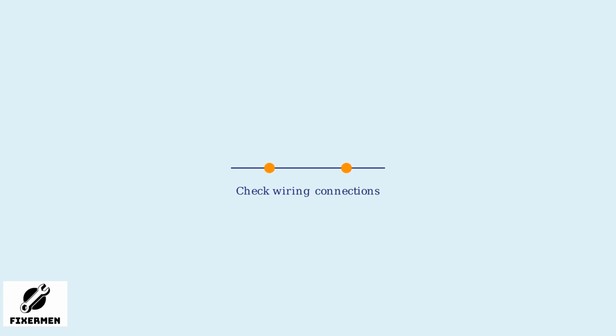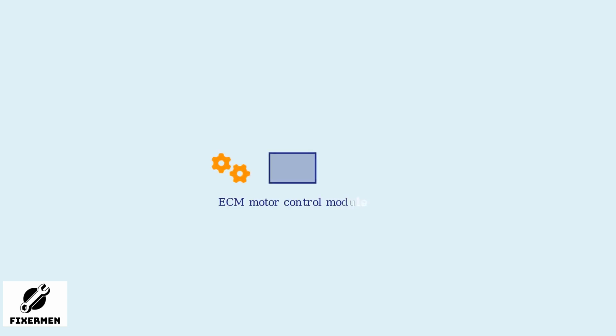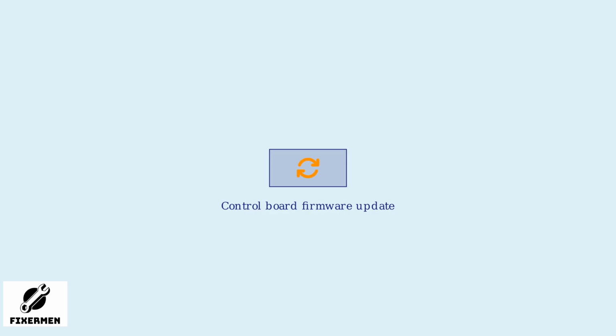Inspect wiring for loose connections or damage, repairing or replacing as needed. For ECM motors, ensure the motor control module is securely connected and functioning. If the control board is suspected, check for firmware updates or consult a certified technician.